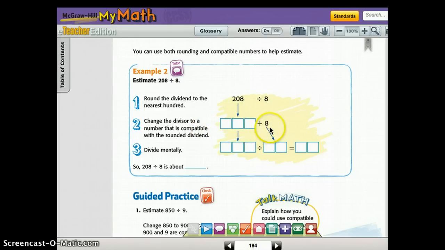So we can change 8 to 10, because that's only 2 away. So we round it up to 10, and our problem would be 200 divided by 10. So 200 divided by 10 we can do mentally, and we know that that's 20. So 208 divided by 8 is about 20.